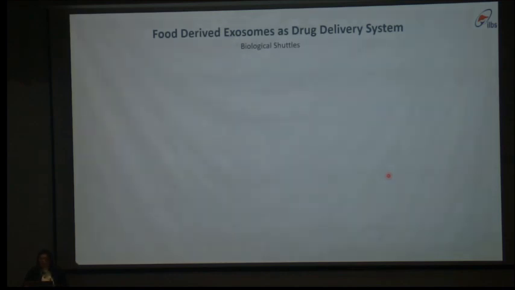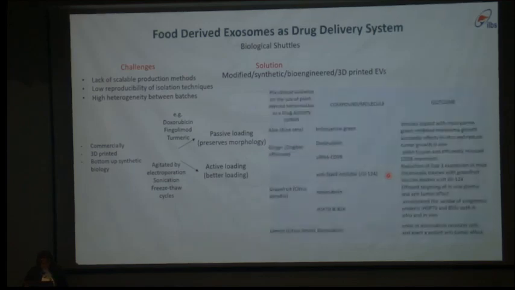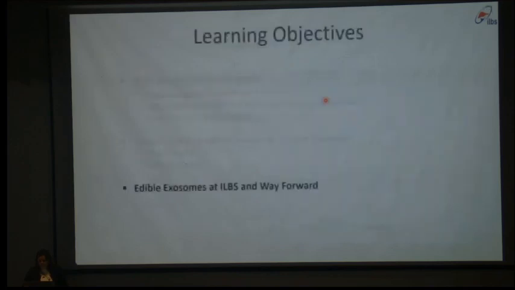They can be delivered in a bioengineered form. The challenges usually with exosomes are scalability, low reproducibility of isolation techniques, and high heterogeneity. So the solution is we can always modify them, or put our drugs in these edible exosomes and deliver them to the patients. There are many studies showing they can be utilized for doxorubicin or HSP or other compounds, delivered using bioengineered or modified exosomes.